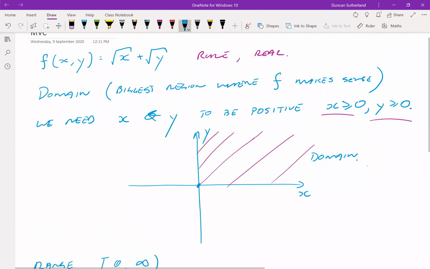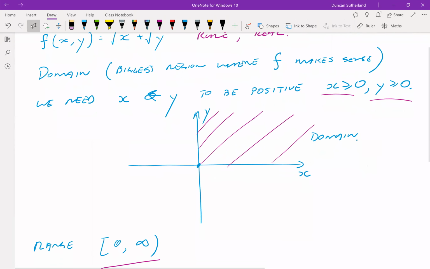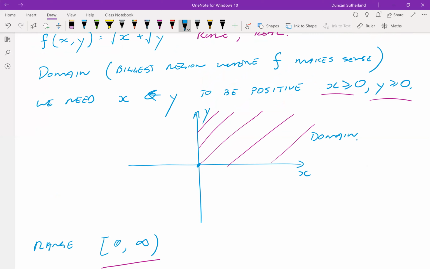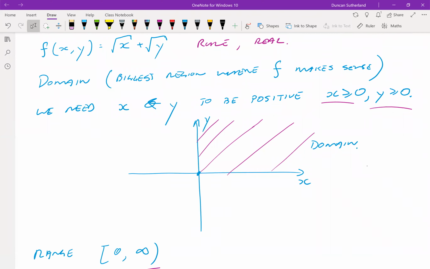Is there anything else I need to say? No. All right, we're done. So yeah, this is our domain, and this is our range, and we're mapping this part of R2 to this part of R, if you want to think of it in set notation.